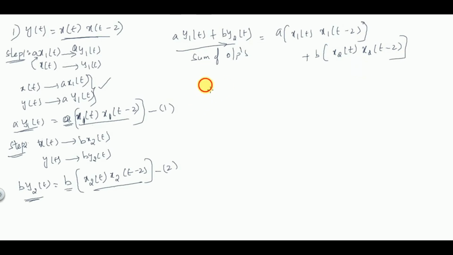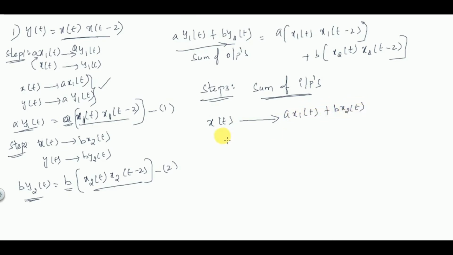Right, now in step 3 we have to apply the sum of inputs. That means x of t is going to be replaced by a into x1 of t plus b into x2 of t. So wherever you find x of t, you have to replace it by the sum of inputs. When you apply the sum of inputs, we take that output as y3 of t.